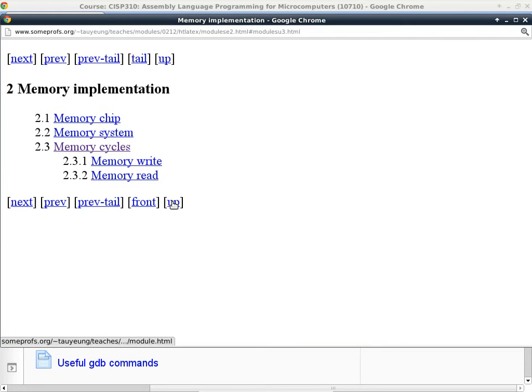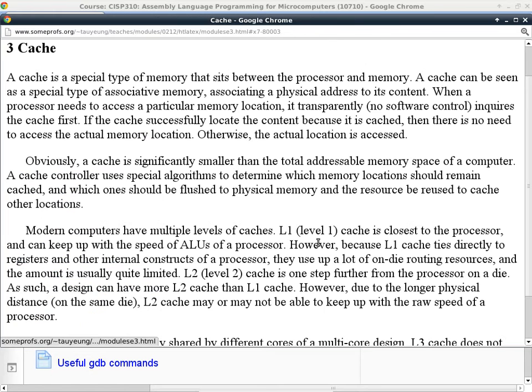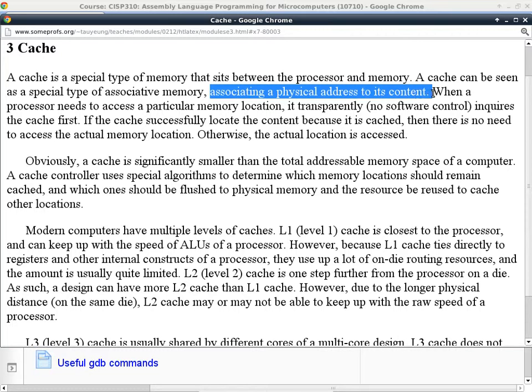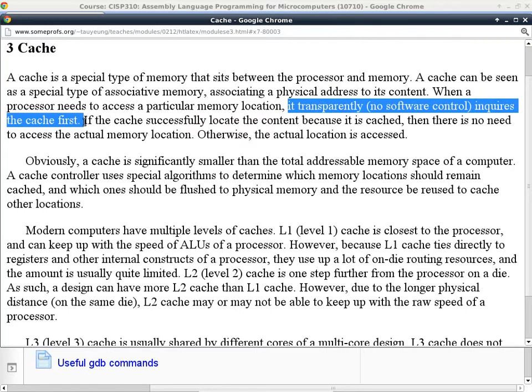Okay, so we're done with memory cycles, and here's a little bit of a discussion of cache. Cache is a special kind of memory. It's called associative memory because it is kind of like a map. A cache is associative memory associating a physical address to its content. This is how it works. When the processor needs to access a particular memory location, it will transparently inquire the cache first.